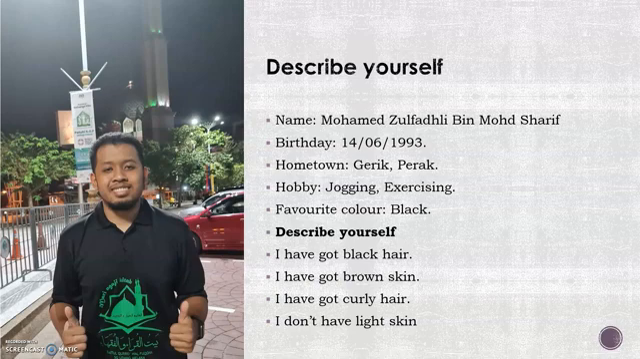So how about the physical description of Muhammad Zulfadili? Okay, I have got black hair. As you can see, when we use I, we have to use have. That is the grammar in English. It is the same for we or they: we have, they have. So we use have with I, we and they. And then we continue. I have got brown skin, I have got curly hair, and lastly, I don't have light skin.